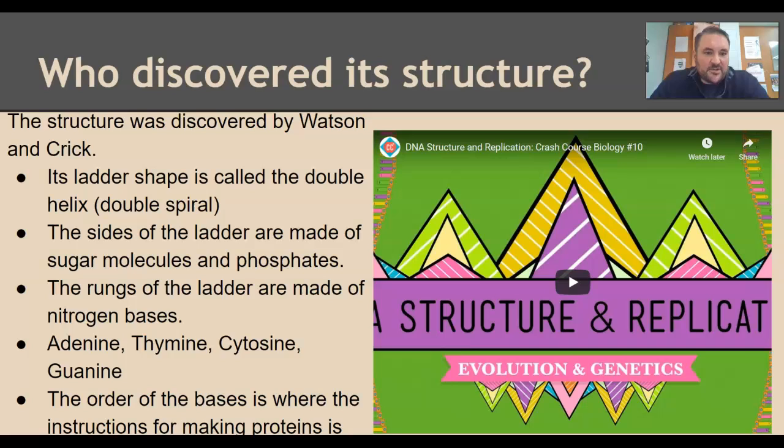It is a ladder shape called a double helix. The sides of the ladder are made of sugar molecules. The rungs are made of nitrogen bases: A's, T's, C's, and G's. And it's the order of these A's, C's, T's, and G's, adenine, thymine, cytosine, and guanine, that makes up our DNA.